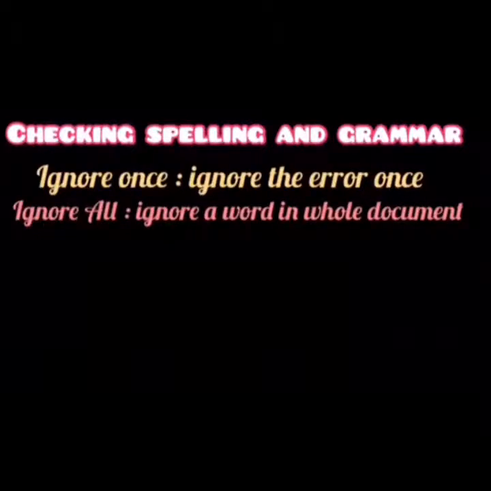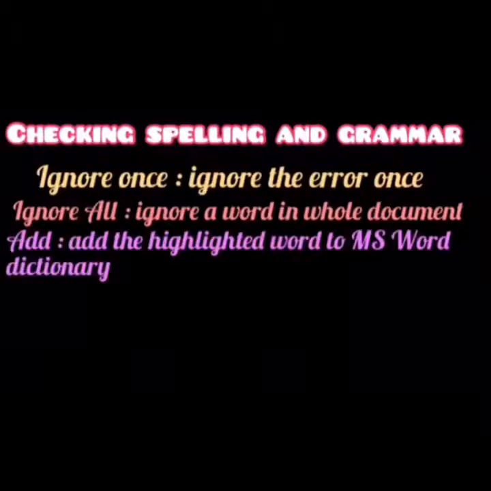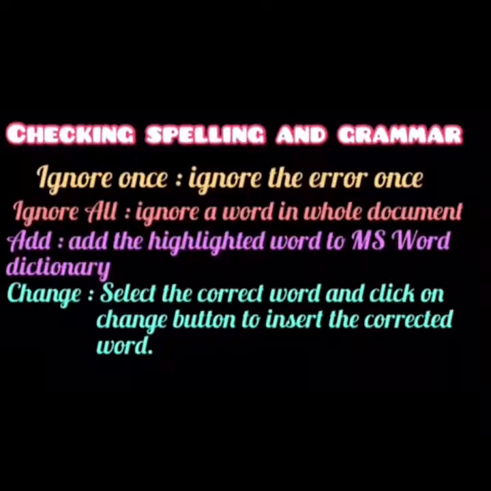Which means I don't want the correct spelling, that I want it to continue with the same wrong spelling. Ignore all means ignore a word in the whole document. So in the entire document the word will remain the same. It will not be corrected. Add means add the highlighted word to the MS Word dictionary. Now if I click on add, that word will be added to the dictionary.